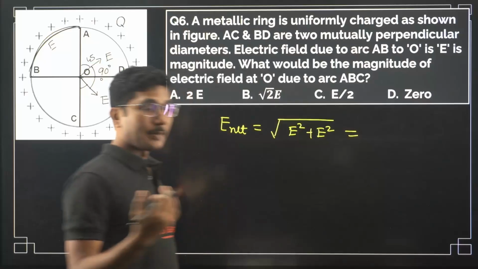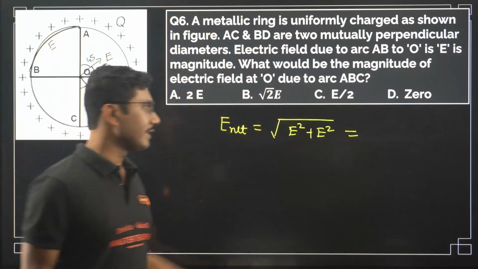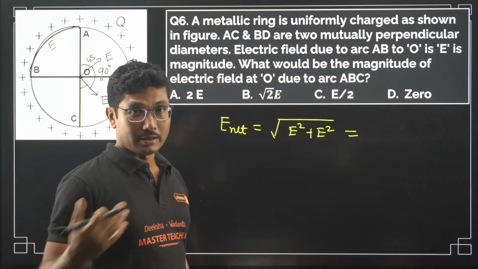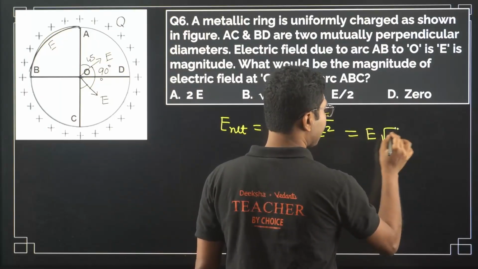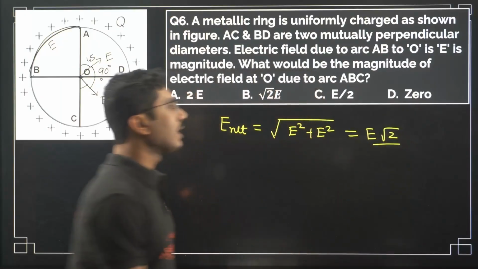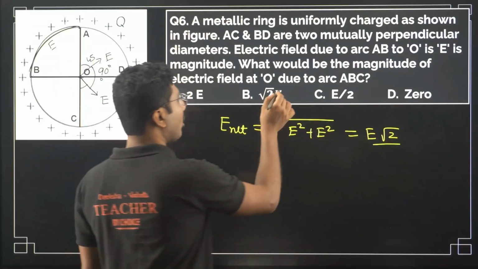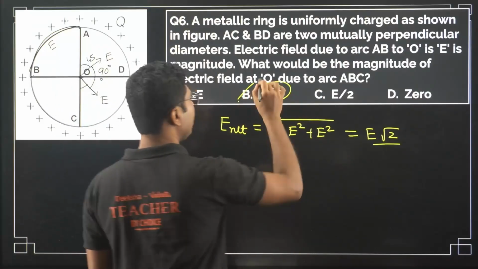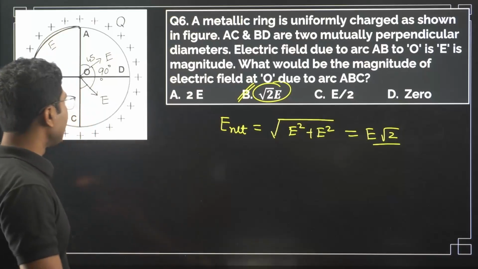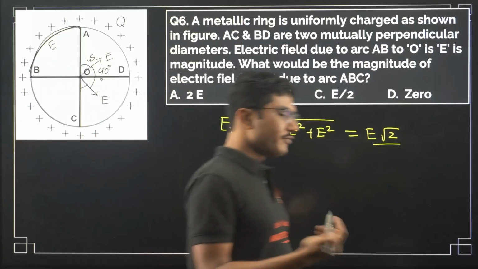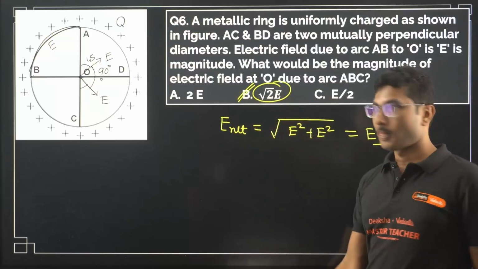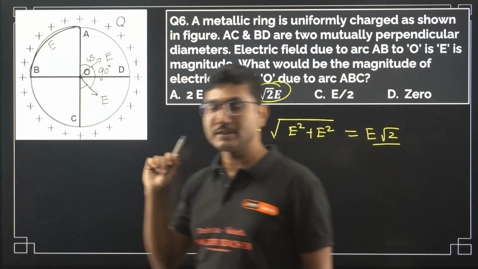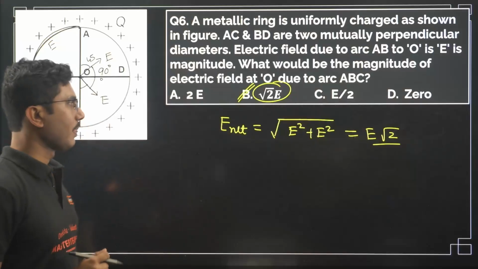Two perpendicular vectors, always easy to find the net resultant, right? So those who have paid some attention in the vector chapter, they know that. Okay, so correct answer is E root 2. Even though the answer is obvious, you have to check, and many students will answer 2E. I know, but answer is not 2E, it is root 2 into E.